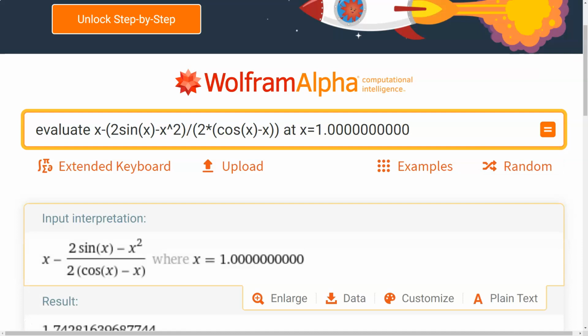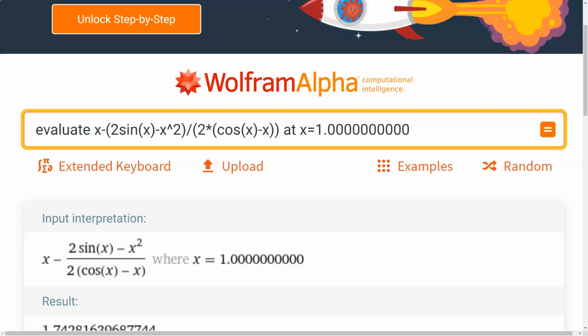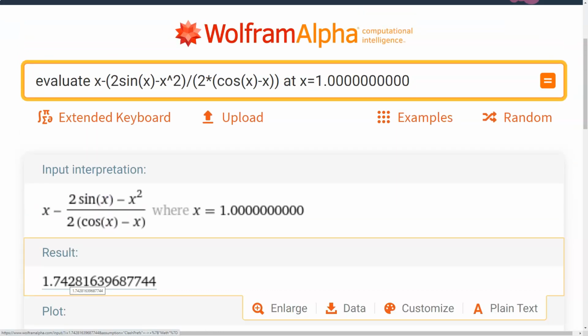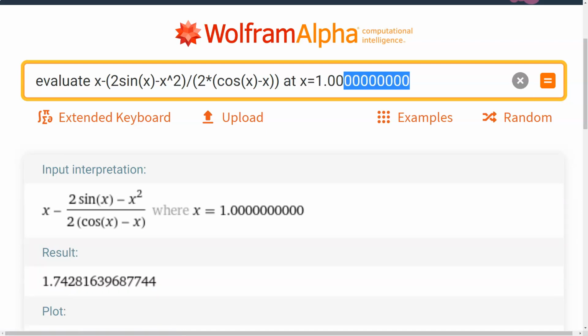Double check your expression. Let's see, xn minus twice sine xn minus xn squared all over 2 times cosine xn minus x. That is the right formula, starting at 1. Okay, and we get 1.742816 approximately. Okay, so I'm going to put in 7428163968. I'm just going to do the 10 digits each time until we recognize that we have 6 digits agreeing.